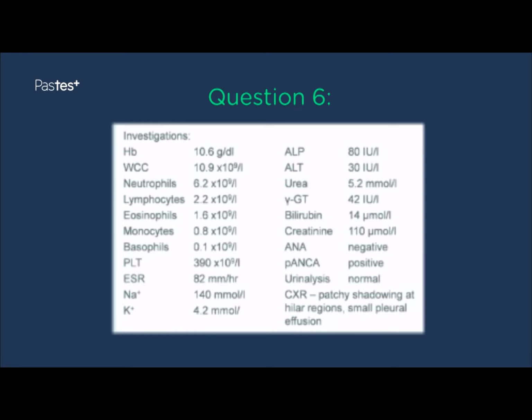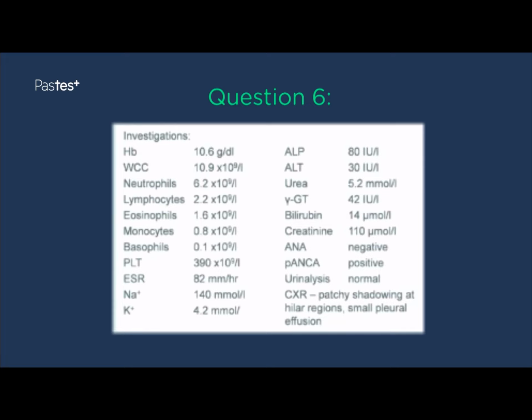So, here are his investigations. I'm not going to read them all out to you, but just point out the abnormal ones. His hemoglobin is on the low side, 10.6 grams per deciliter, so he is a bit anemic. White cells are normal. If you look at his differential cell count, you'll notice that his eosinophil count is quite elevated. The normal range for eosinophils being 0.04 to 0.4 times 10 to the power of 9 per liter. His ESR is quite high.